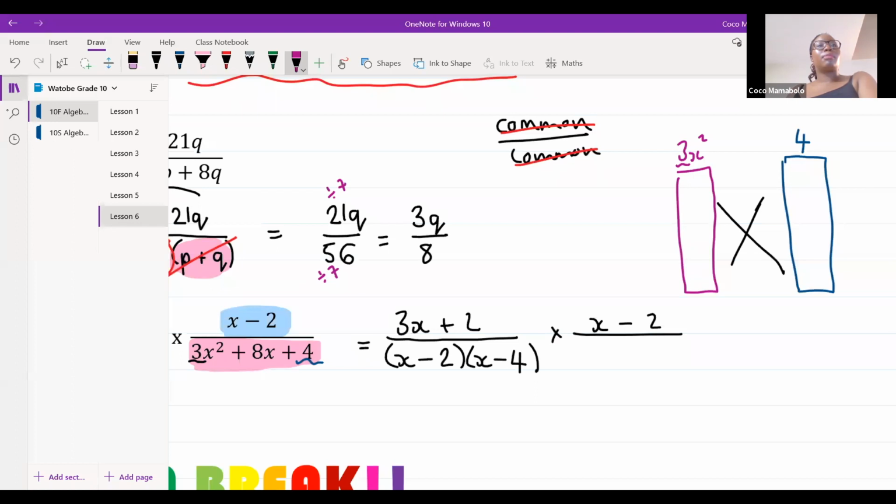Ma'am, so do we only use the cross method when we see an odd number? No, not an odd number. If I get to a trinomial and there's a number in front of my x squared, then I use the cross method. As soon as there's a number in front of x squared, then I need the cross method. Okay, thank you, ma'am.